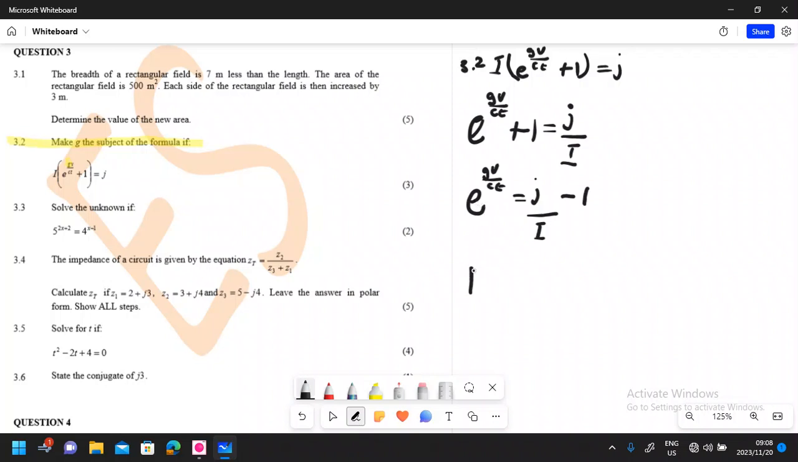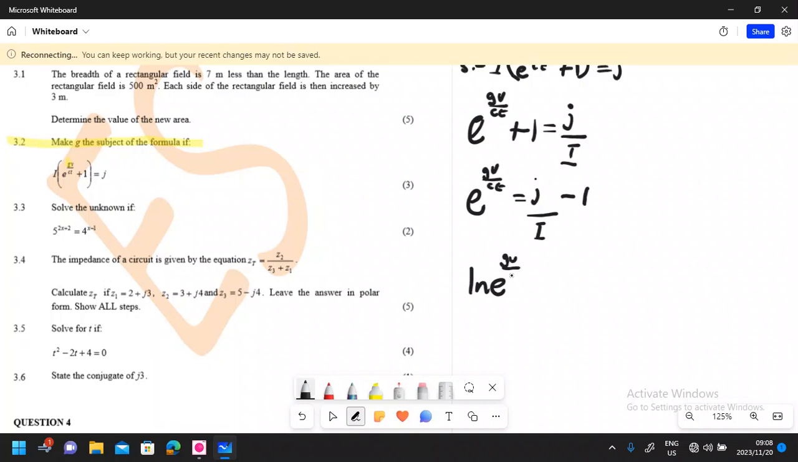So if we introduce the natural log here, we're going to have natural log, then we have exponent GV over CT. What you do on the left hand side, you must do on the right hand side, guys. We also need to introduce the natural log here. Then we're going to have J over I minus 1. There we go. So we have to use the rule from logs. We take this to the other side.